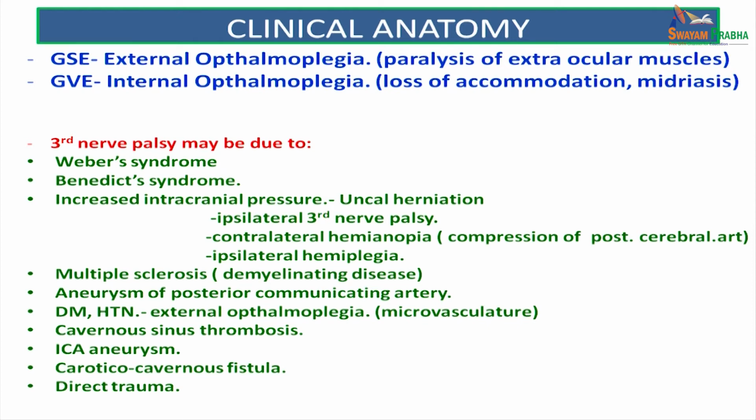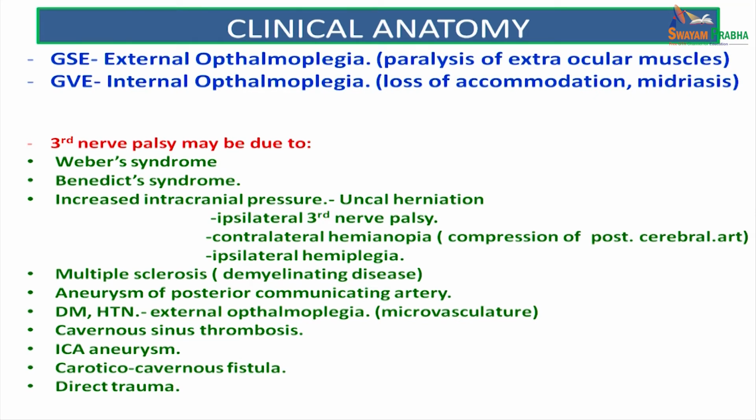Because of an aneurysm of the posterior communicating artery also, there can be compression of the oculomotor nerve, because it passes between the superior cerebellar artery and the posterior cerebral artery. And in diabetes mellitus and hypertension also, external ophthalmoplegia is seen because of the microvasculature, where the vessels are supplying the interior of the nerve, which carries the general somatic efferent fibers.